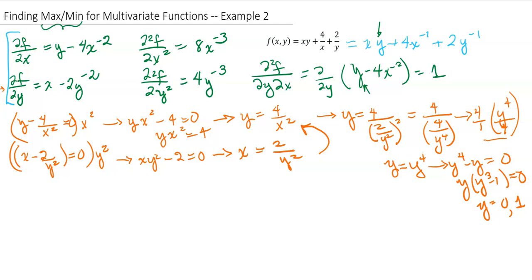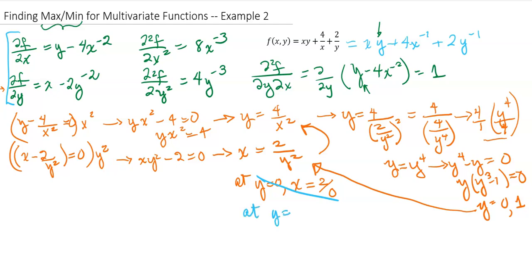Now that I have a y value, I can plug it back in where I started when I substituted. So at y equals 0, x equals 2 over y squared, which would be undefined. Can we have that? No. So this cannot be a critical point. Now at y equal 1, x is equal to 2 over 1, which is 2. So we have one critical point of 2, 1.